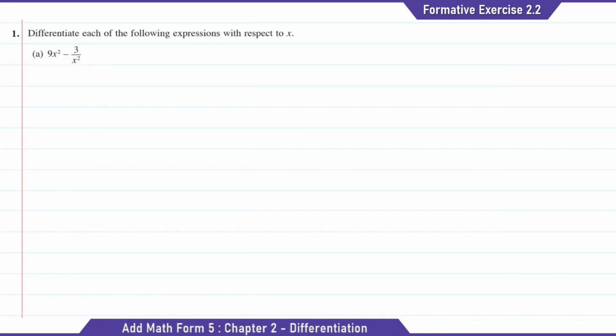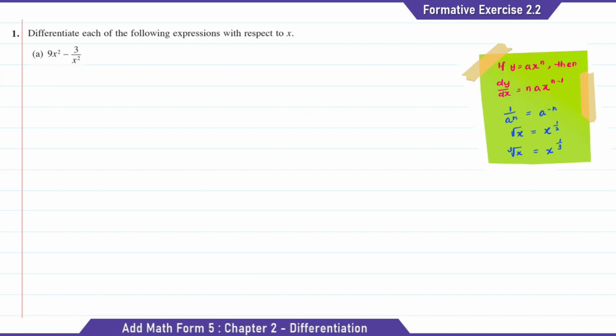Formative exercise 2.2, question number 1. Differentiate each of the following expressions with respect to x. Question A. I can write this part as 9x squared minus 3x to the power of negative 2. When we differentiate this, we're going to get 18x plus 6x to the power of negative 3. This is also the same as 18x plus 6 over x cubed.